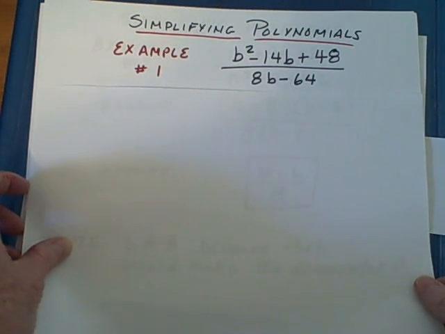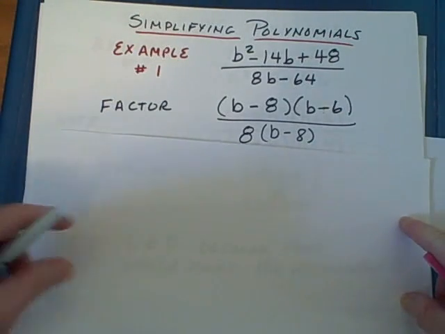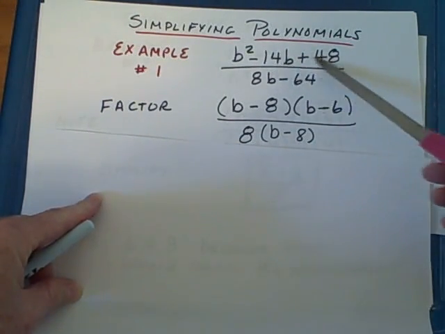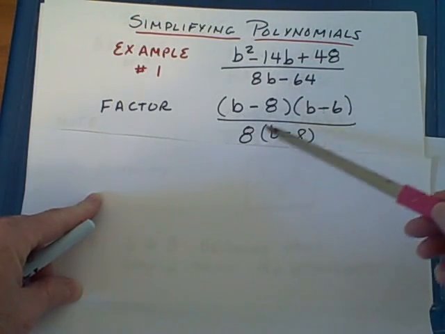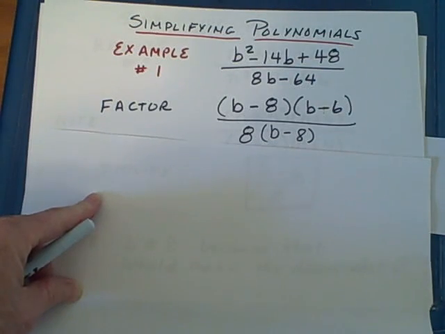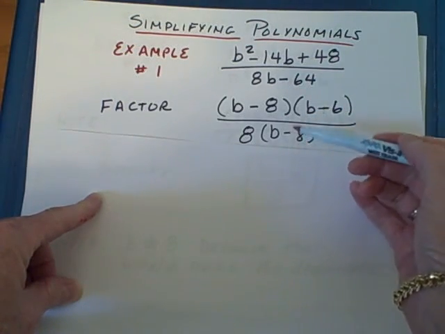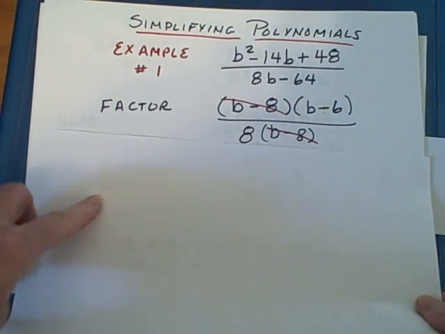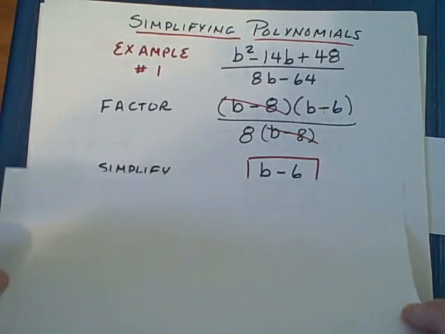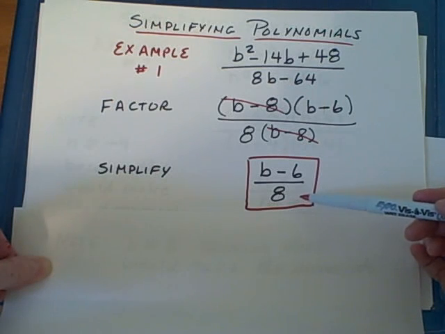We're of course going to factor out what's common, and we get here b minus 8 times b minus 6 by factoring the numerator into two binomials, and then we take a common factor of 8 out of the denominator, leaving us b minus 8. Now, as you notice in here, we have a b minus 8 divided by a b minus 8. These terms are the same, so we can then cancel them out. This then leaves us the term b minus 6 over 8. And that's our final answer.